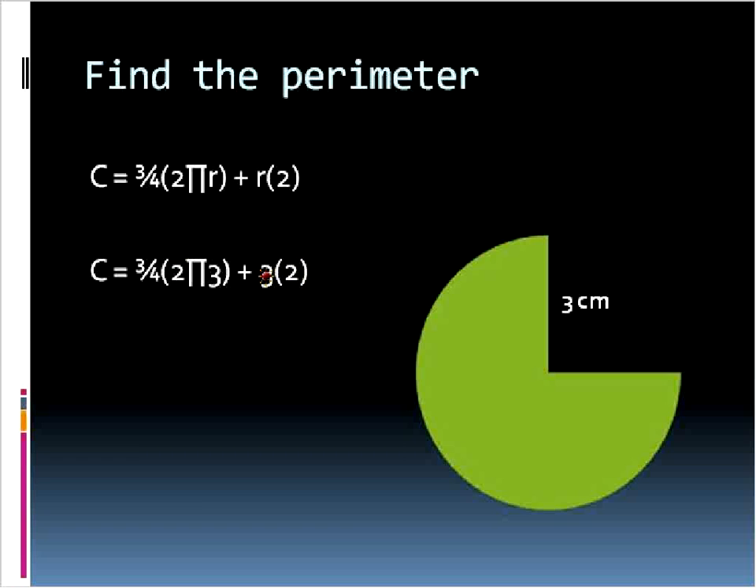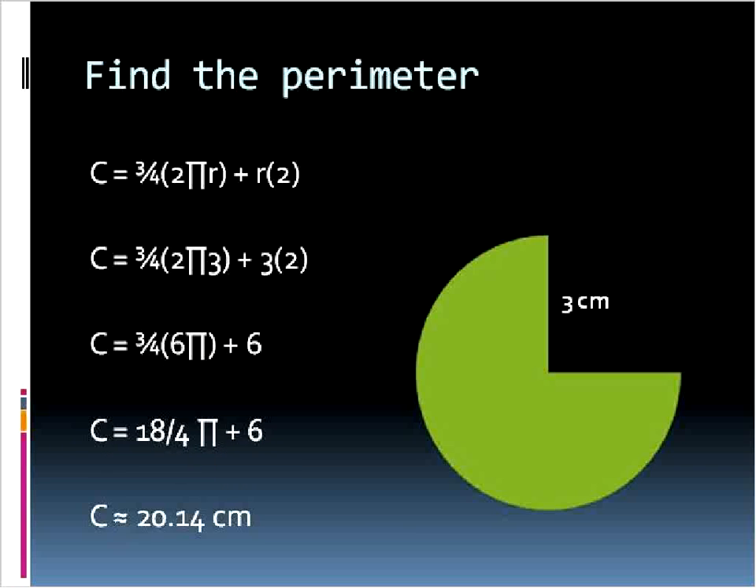I can go ahead and start simplifying a little bit. 3 times 2 is 6. You'll see that reflected in the next one where I just have 6 pi plus 6. And 3/4 times 6 pi, well, 3 times 6 is 18. So I could simplify this a little bit more and say 18 over 4 pi plus 6. And at this point, I would probably pull out my calculator and say 18 over 4 times 3.14 plus 6 and get my final answer that the perimeter of this shape is about 20.14.